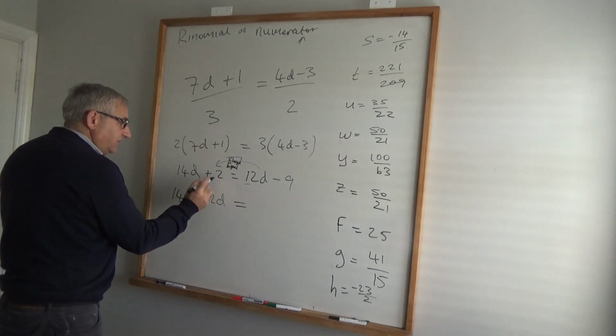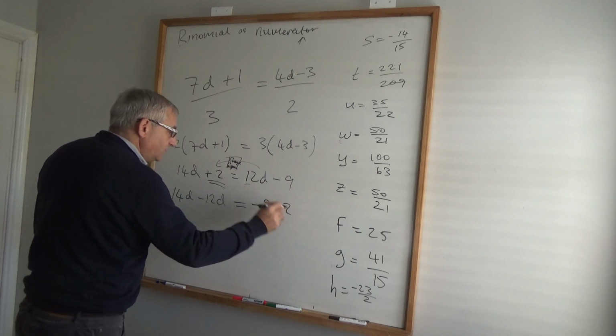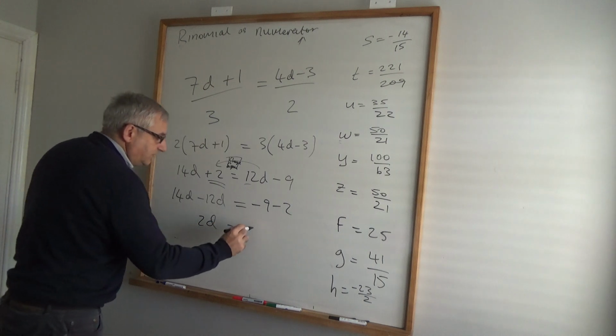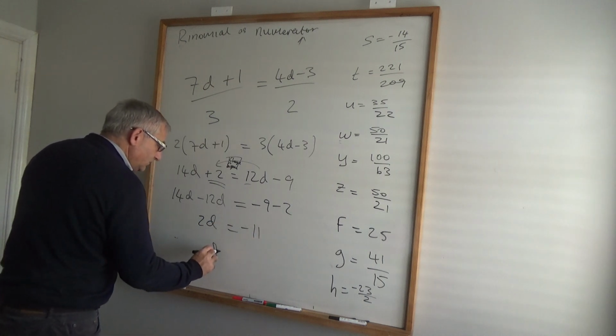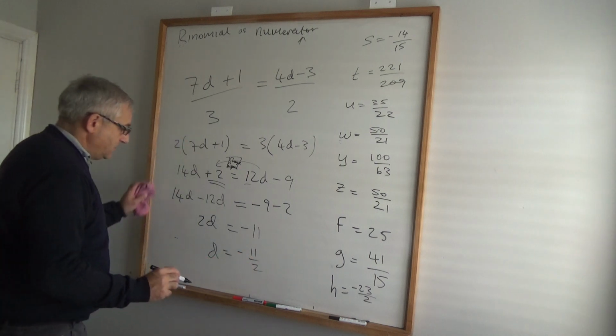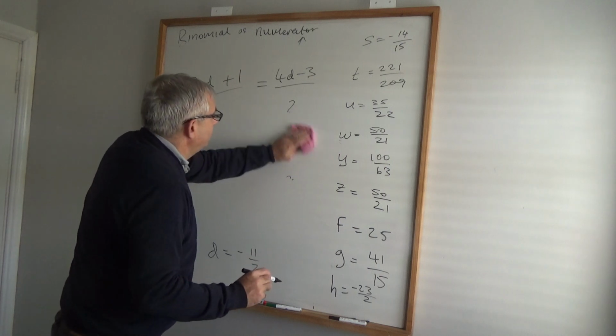Okay, and the 2 is an entire term going across to become minus 2, so we're getting minus 9 minus 2. That's 2d, and simplifying, that's negative 11. So d is equal to negative 11 over 2. Negative 11 over 2 is the d value.